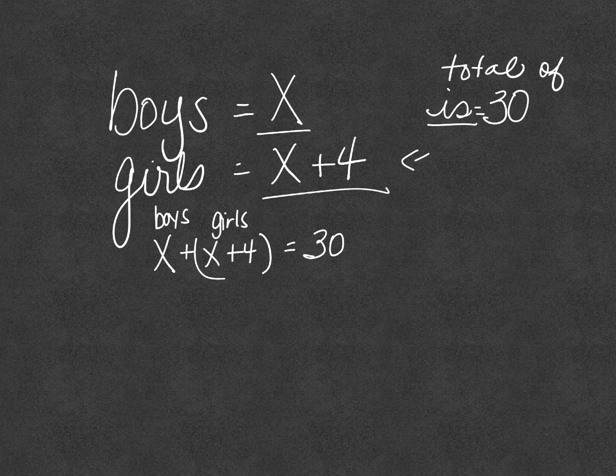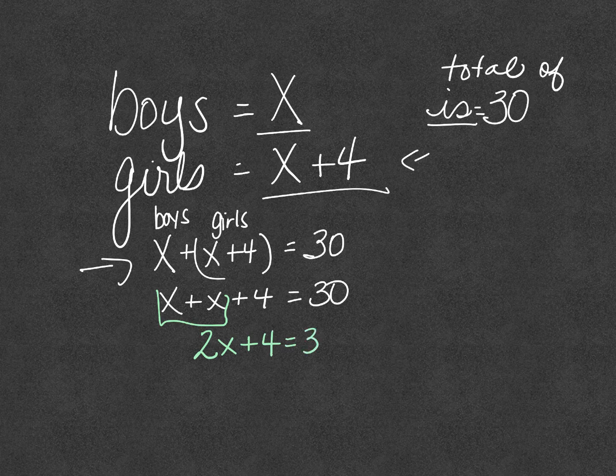Now let's find the total here. If we have this equation right here, we would have X plus X plus 4 equals 30. What are your like terms that you can combine here? X plus X would be what? X squared? No. How about 2X? Plus 4 equals 30. You're moving ahead of me there.